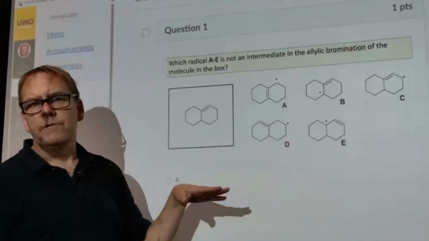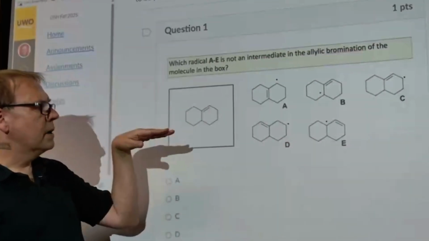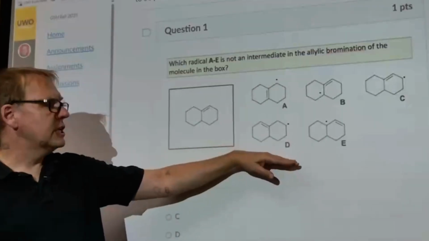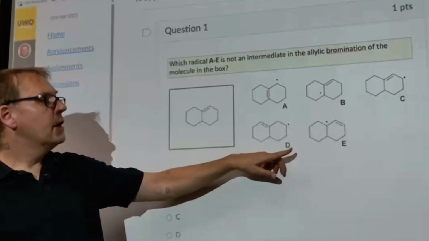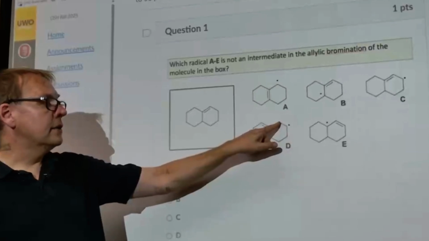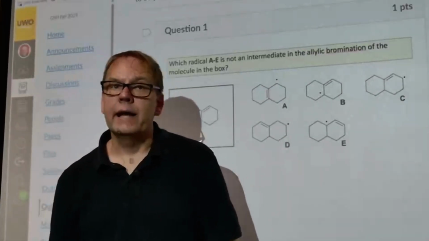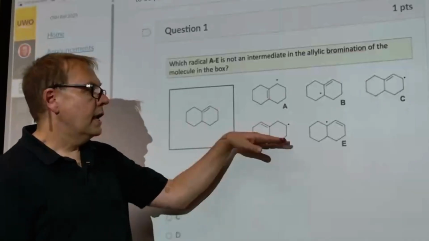The only one that doesn't fit, that can't come from abstraction of an H dot off of this molecule, is D, structure D. D is not an allylic radical. The dot is not in an allylic position. It's just a regular secondary alkyl radical. So this one is not an intermediate.